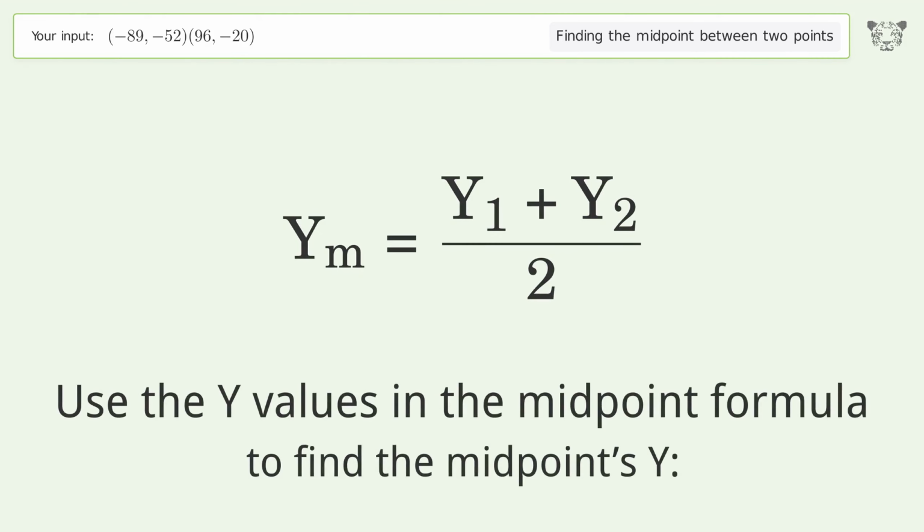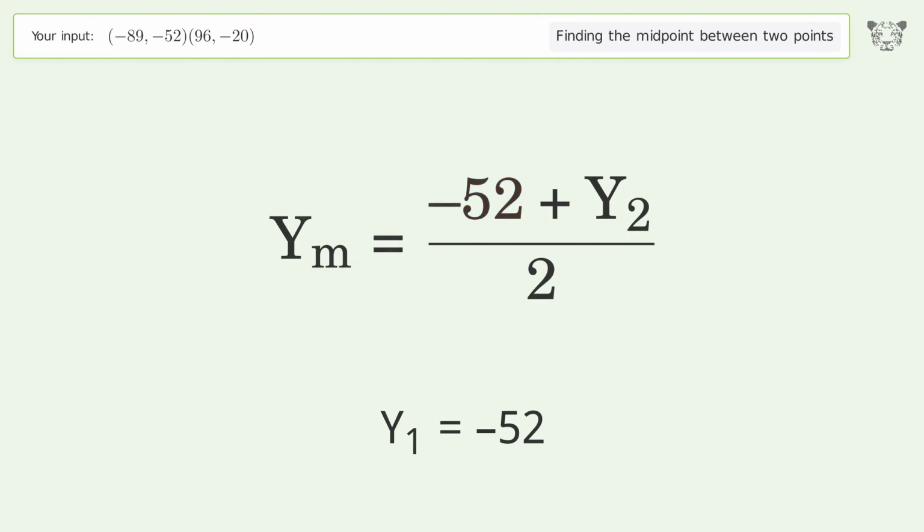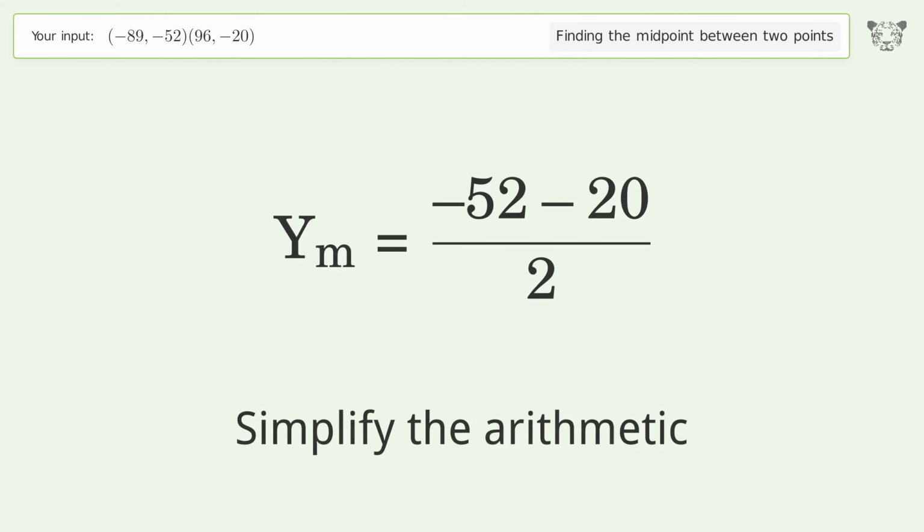Use the y values in the midpoint formula to find the midpoint's y. y1 equals -52. y2 equals -20. Simplify the arithmetic.